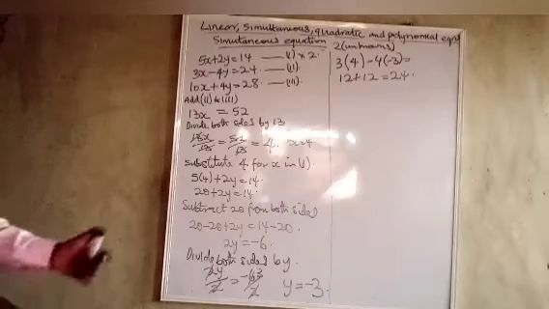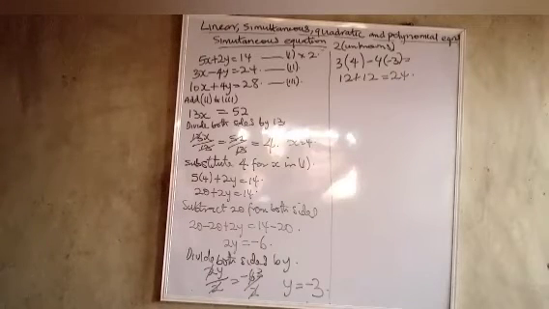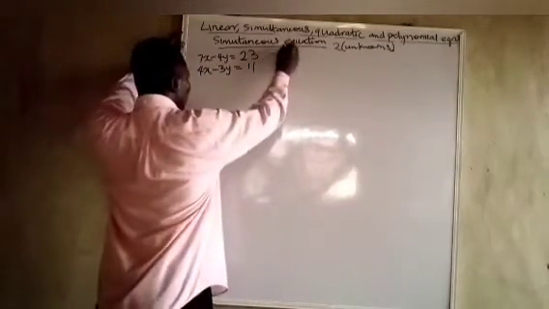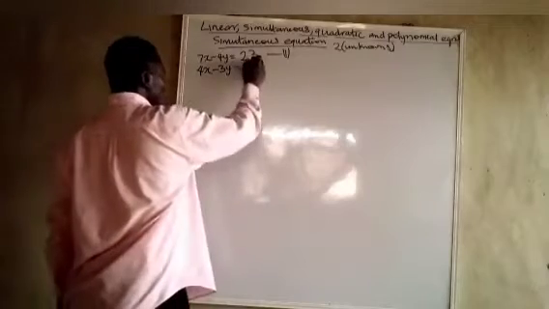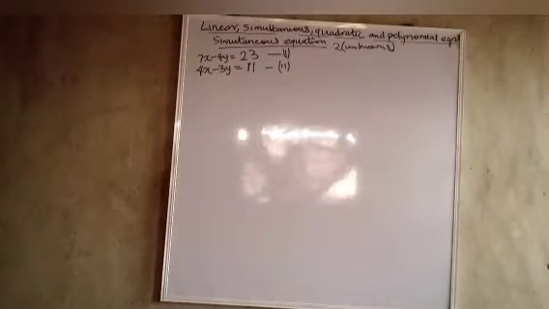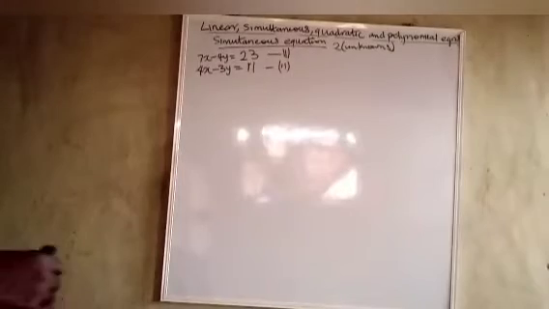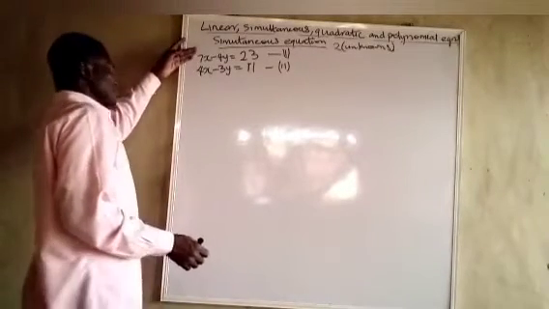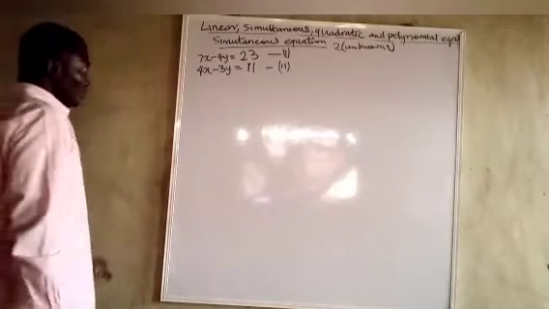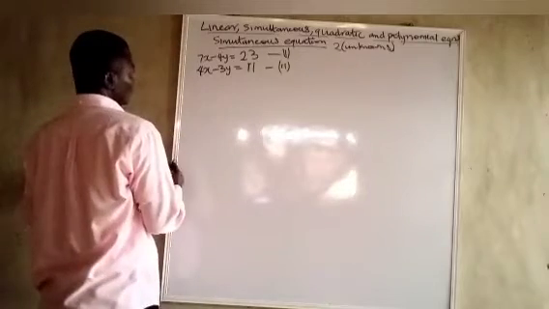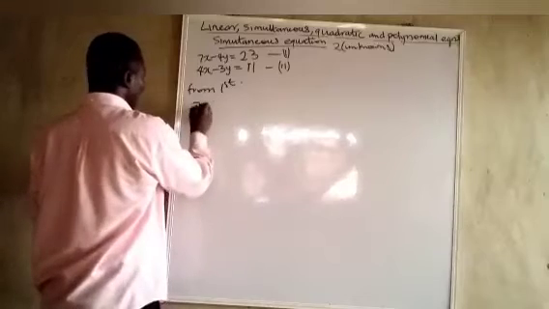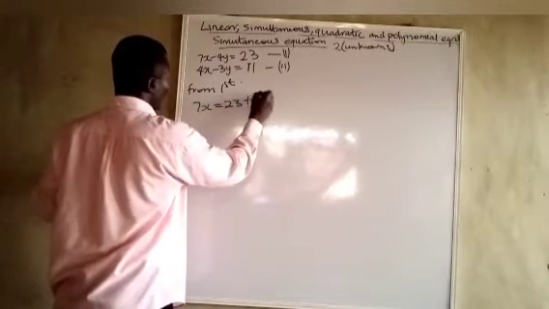Now let's do another one. In this one, I will use the substitution method. Now we have 7x minus 4y equals 23, the first one, and 4x minus 3y is equal to 11, the second one. Now we are using the substitution method or technique. Now I can use the first one or second one and make any of them the subject of the equation. Let me use the first one. From the first equation, 7x is equal to 23 plus 4y.